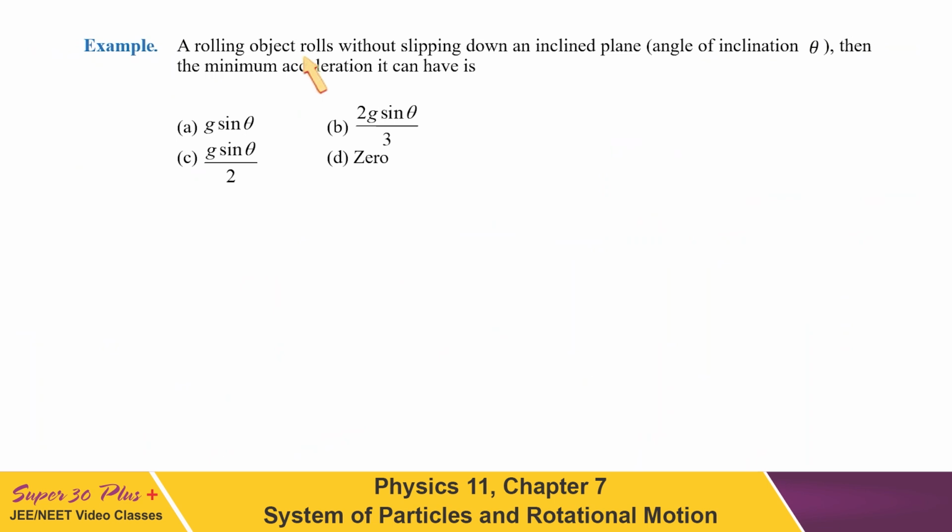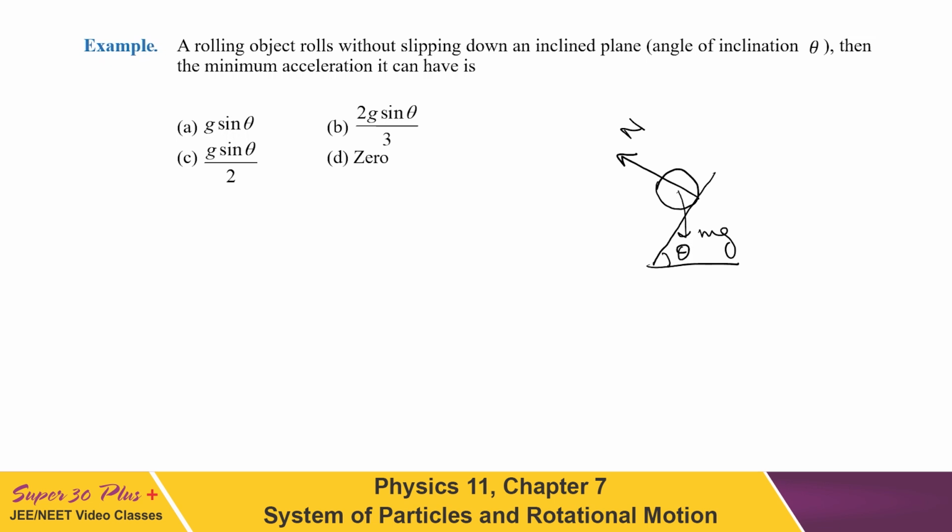A rolling object rolls without slipping down an inclined plane where angle of inclination is theta. Then the minimum acceleration it can have is. To solve this, let us first draw the situation. It is the inclined plane having inclination theta on which a rolling object is placed. What forces will be here? The only force has to be weight, mg, which will have a torque about the point of contact, because the other force passing through the point of contact itself will be the normal, and this cannot have any torque about the point of contact.